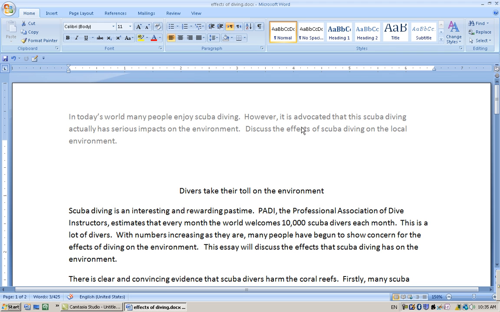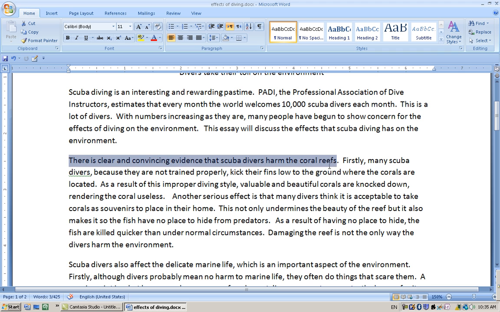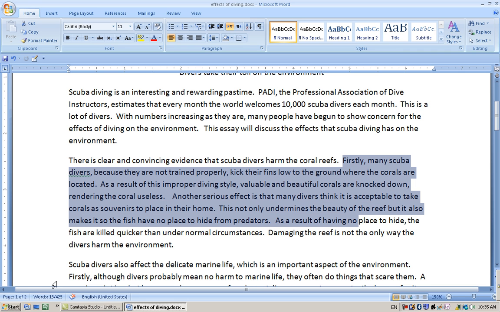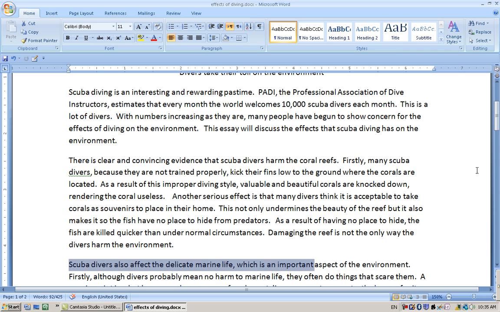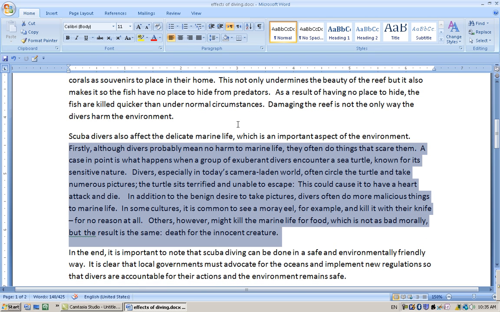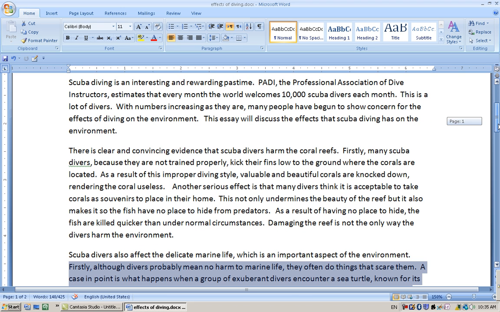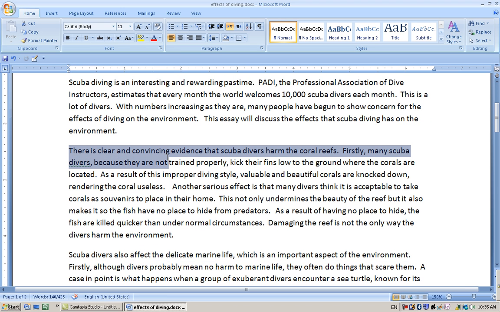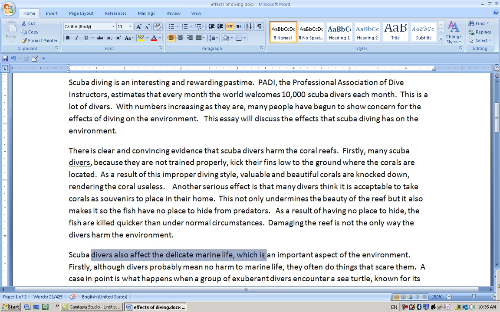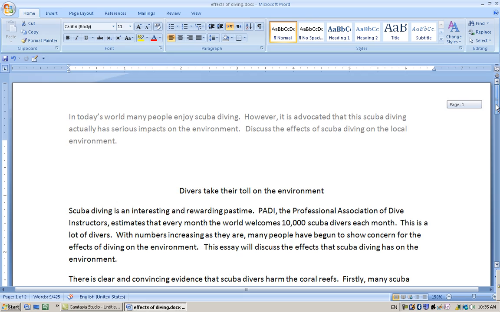Here, the prompt says effects. That means, here's the first effect, and then you talk about it. Here's the second effect, and then you explain it. This paragraph talks about the effects on delicate marine life. This paragraph talks about the effects on the coral reefs. Okay? Begin the paragraph with the topic sentence. Alright? Read the prompt. Make sure it's okay.